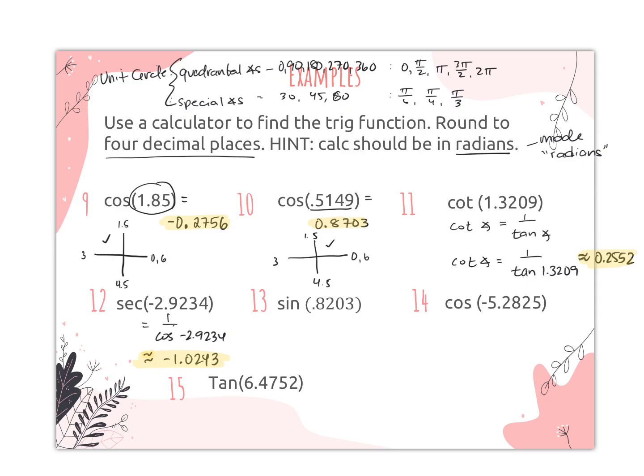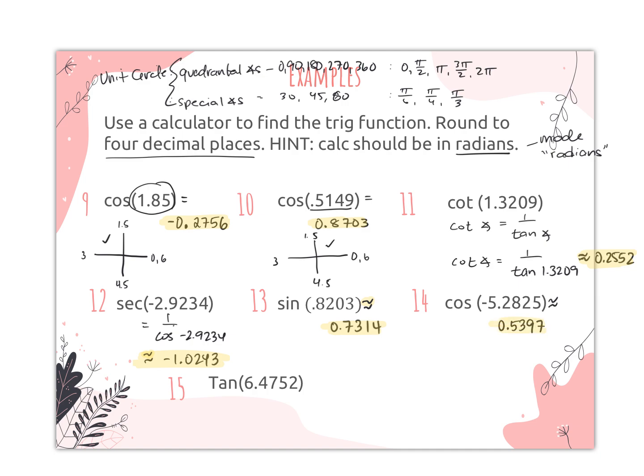The sine of 0.8203 radians, and the sine of that is approximately 0.7314. Again, round it to the places we tell you. And then the last one you've got here, 5.2825, or negative, and you need the cosine of that number. And it's going to be approximately 0.5397.